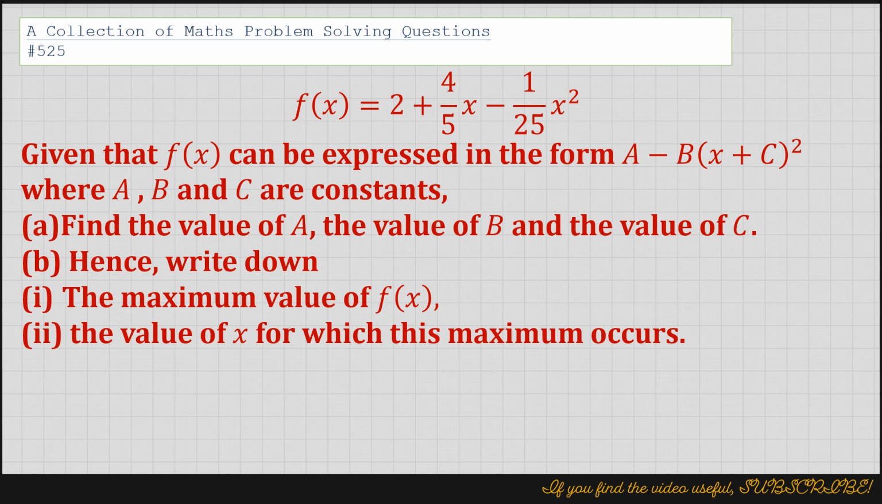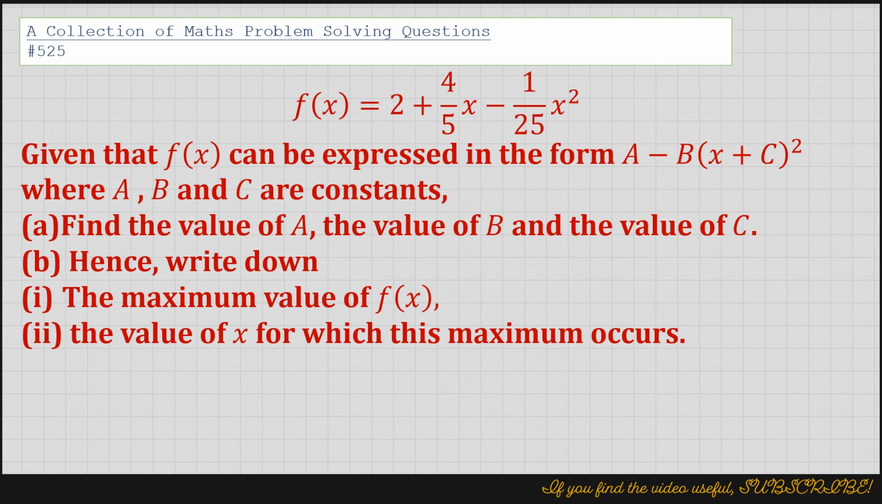If f(x) equals 2 plus 4/5 x minus 1/25 x squared, given that f(x) can be expressed in the form a minus b times (x plus c) whole squared, where a, b, and c are constants, find the value of a, find the value of b, and the value of c, and hence write down the maximum value of f(x) and the value of x for which this maximum occurs.